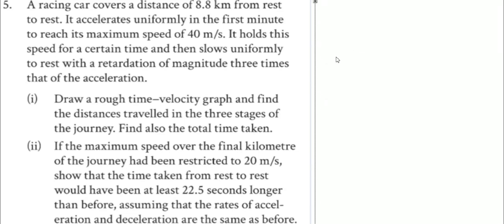Now, a race car covers distance 8.8 kilometers from rest to rest. So that's 8,800 meters. It accelerates uniformly in the first minute, for 60 seconds, to a maximum speed of 40. It holds the speed for a certain time and then slows uniformly to rest with a retardation of magnitude 3 times that of the acceleration.